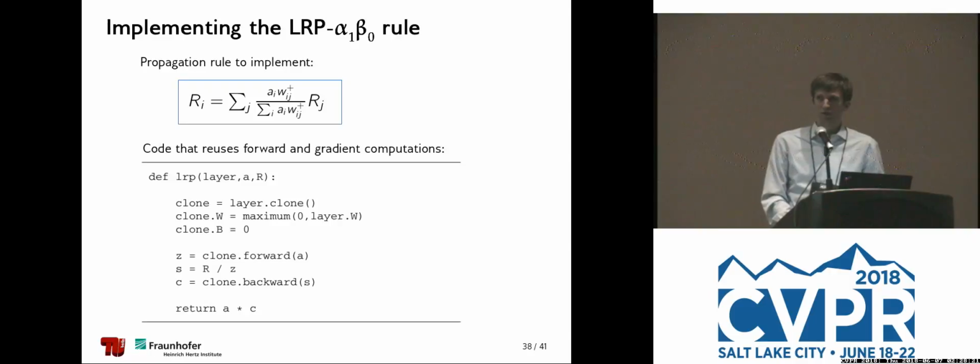And in practice, you don't even need to do this matrix multiplication, because most of the time in modern neural network libraries, those are already implemented by the forward and backward passes of neural networks. So there is a trick for this layer. You can clone your layer, set the weight to W, set the bias to zero, and then you invoke forward on the clone, then divide, then invoke backward on the clone, and then multiply. And this will run as quickly as the forward and backward pass that you use for prediction and training.